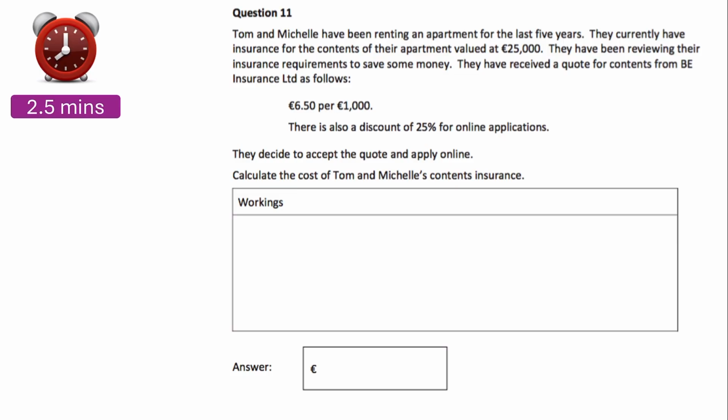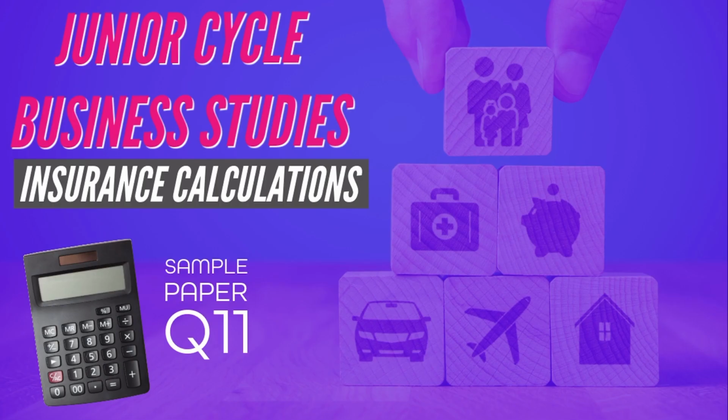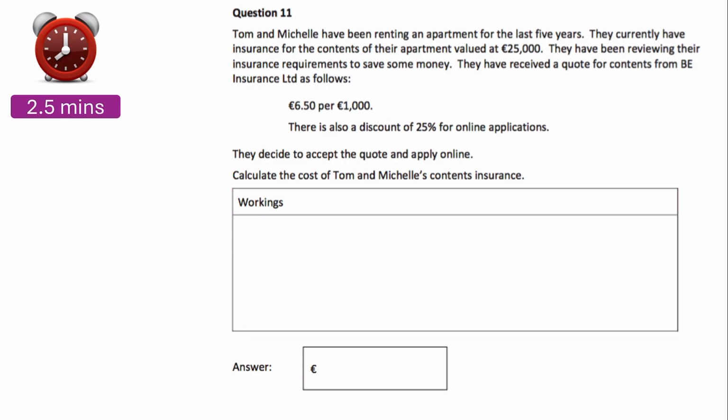So Tom and Michelle have been renting an apartment for the last 5 years. They currently have insurance for the contents of their apartment valued at €25,000. They have been reviewing their insurance requirements to save some money. They have received a quote for contents from BE Insurance Limited as follows: €6.50 per €1,000, and there is also a discount of 25% for online applications. So they decide to accept the quote and apply online. Calculate the cost of Tom and Michelle's contents insurance.